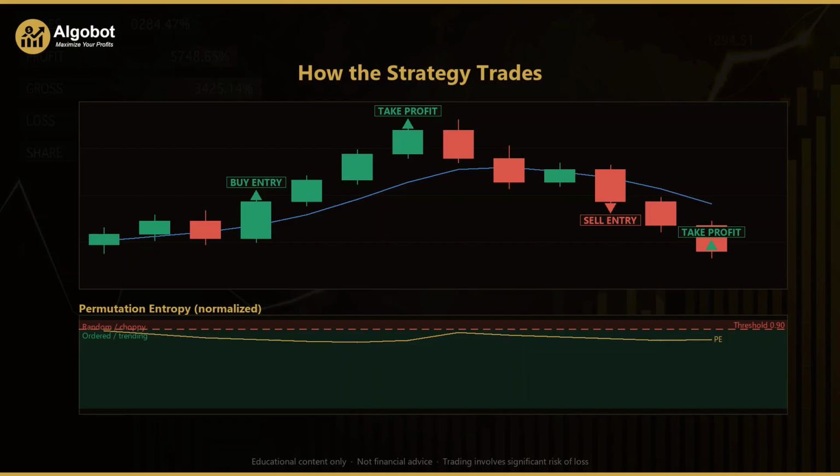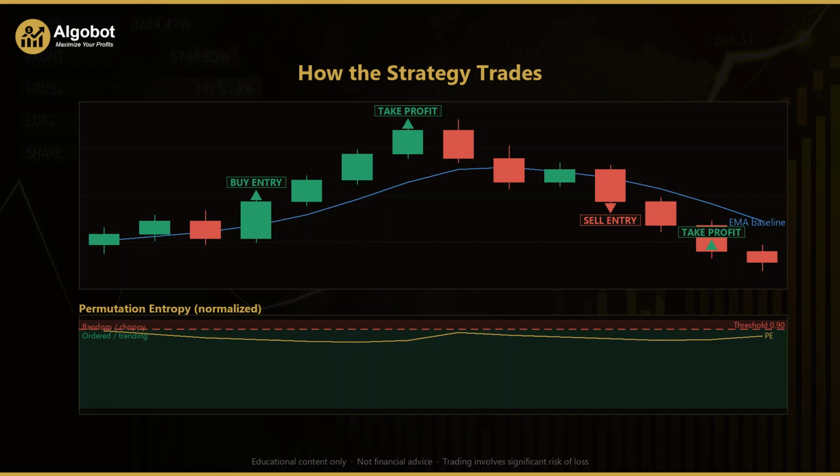Here comes the mirror setup. On the bar before the 10th candle, price bounces up and its close pops to the falling baseline. Then this candle closes back below the blue line. That's the short version of the reclaim. An ordered regime, a downtrending baseline, a bounce into the line, and a close that loses it. The sell entry marker fires.